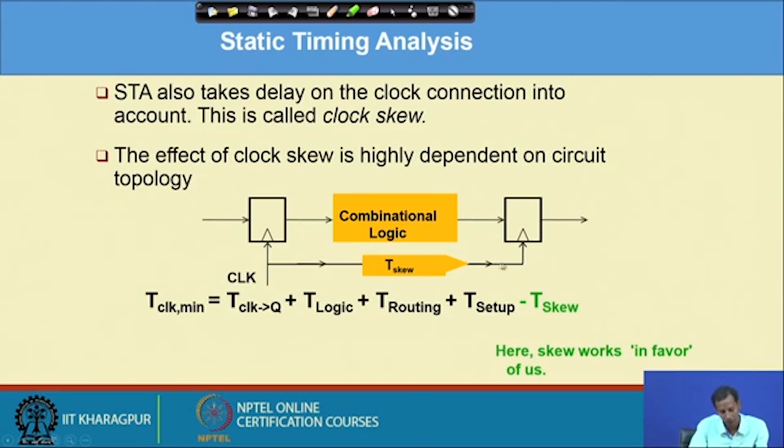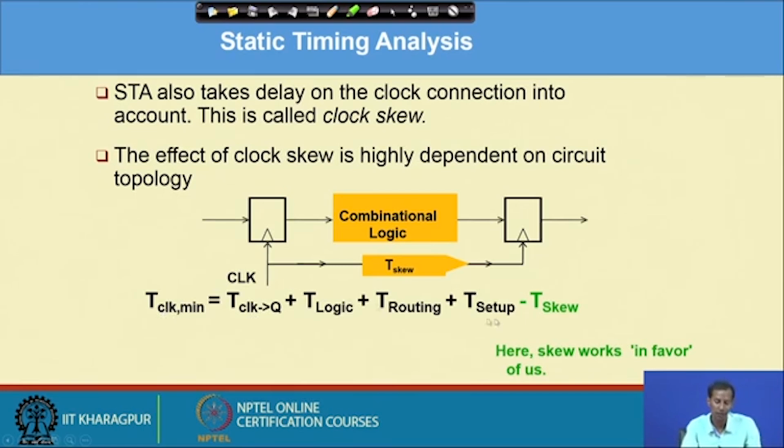But if the clock is supplied on the opposite side of the data, suppose in this direction data is supplied, but in the opposite direction the clock is supplied, so at that time this Q will not be in favor of us. That will be against us, against the design. So, at that time this Q also will be added for finding out this T clock minimum.